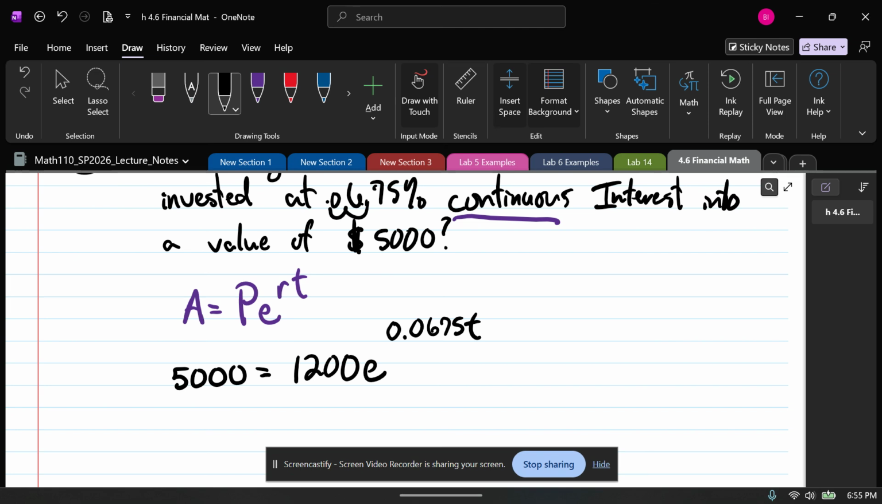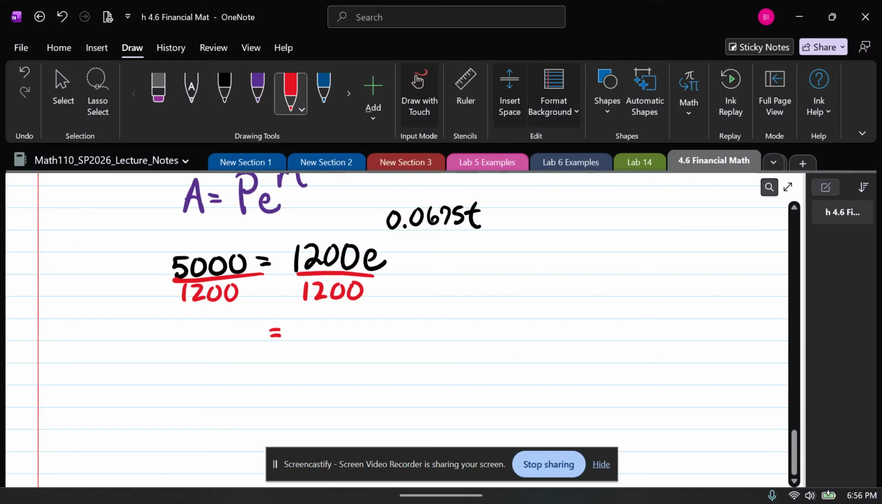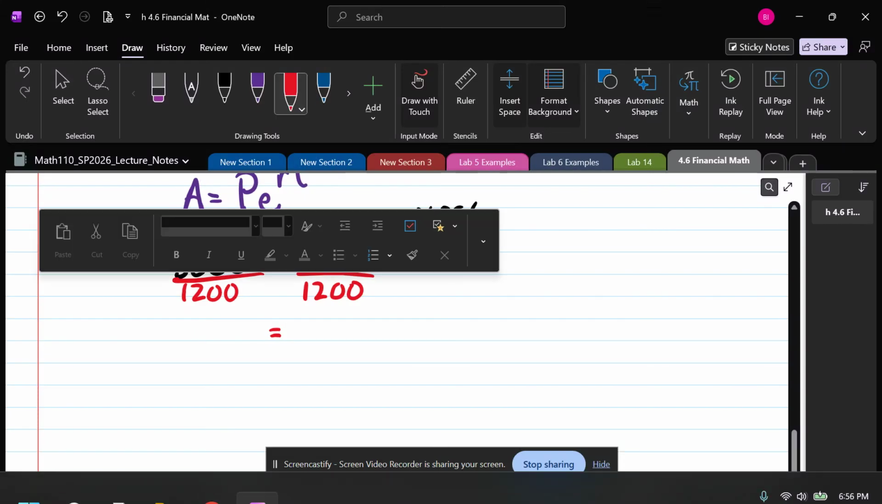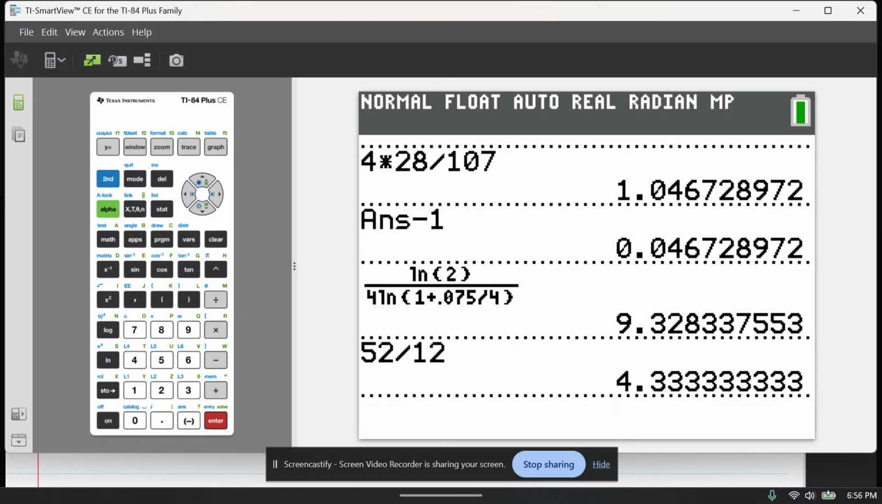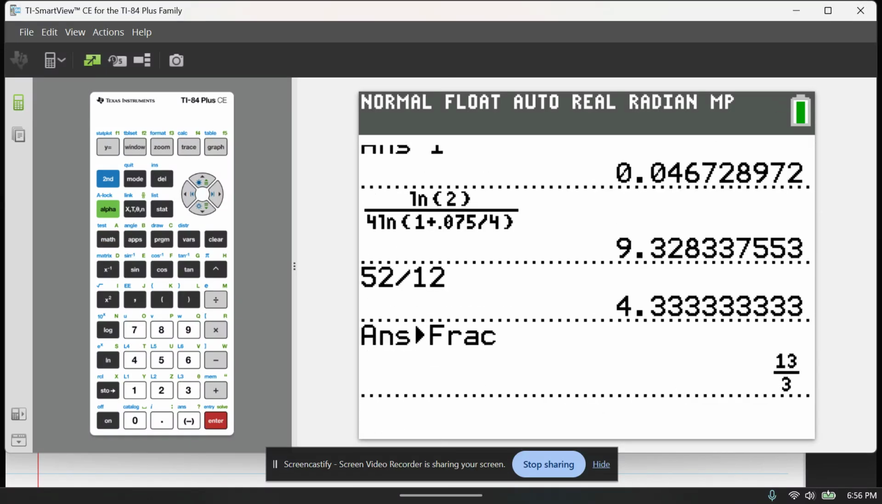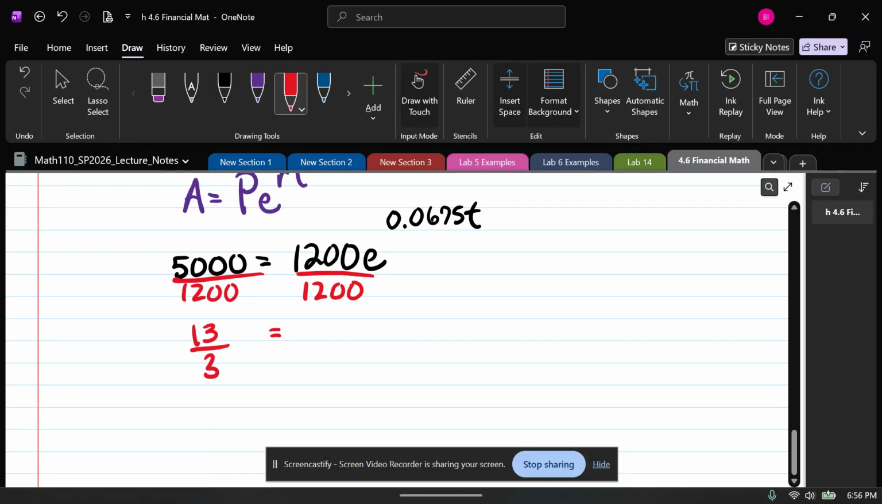Okay. So what's our first step in solving this problem? Divide by 1,200. So we're more than doubling our money here. We're quadrupling our money and then some. So that's going to be 52 over 12. I'm going to write that as a fraction, 13 over 3. The reason I'm not making it a decimal is because it was a repeating decimal. If it was a terminating decimal, like 4.5, I just write 4.5.